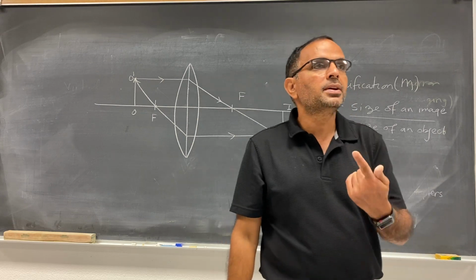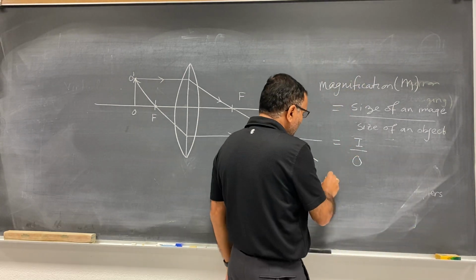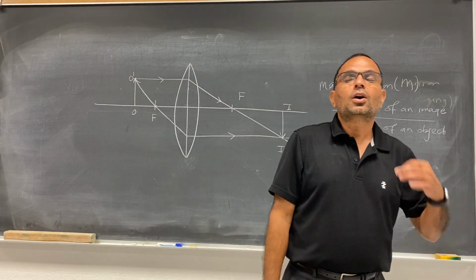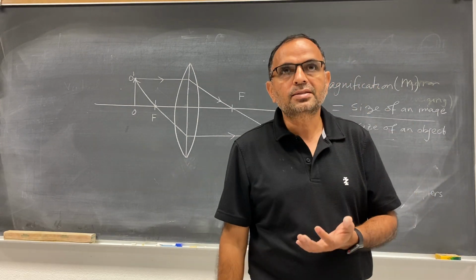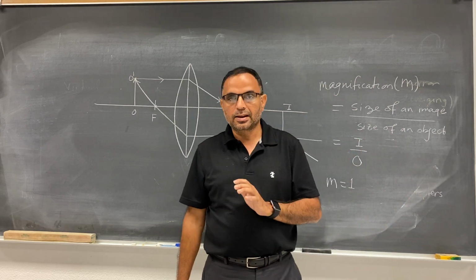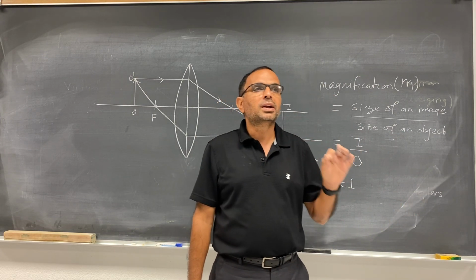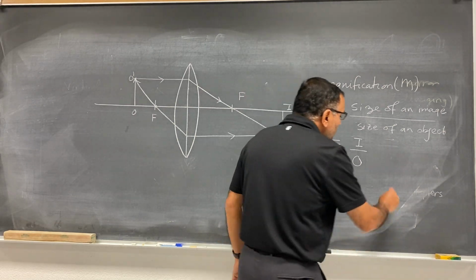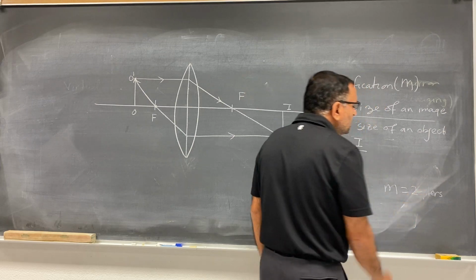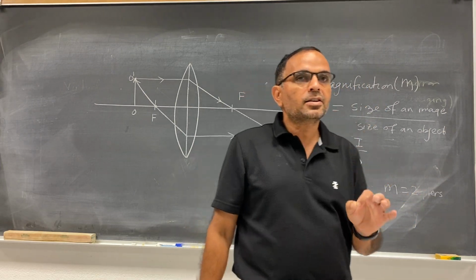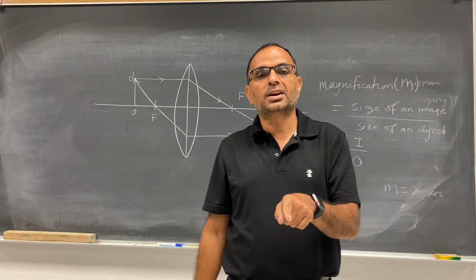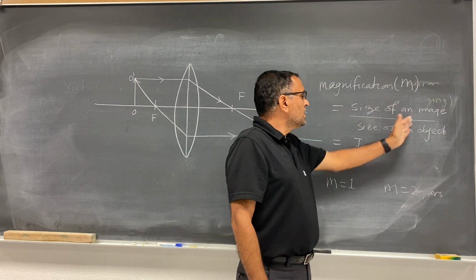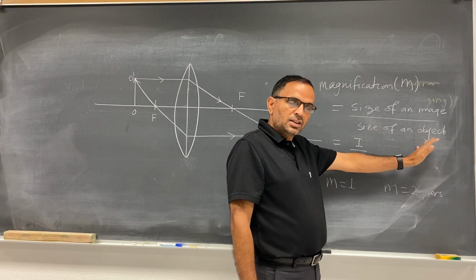So if the magnification is 1, for example, if you get magnification m equal to 1, what does this mean? This means the size of the image and the size of the object are equal. But if you get m equal to 2, what does this mean? This means the size of the image is 2 times bigger than the size of the object. So the magnification is size of an image divided by size of an object. This is the definition.